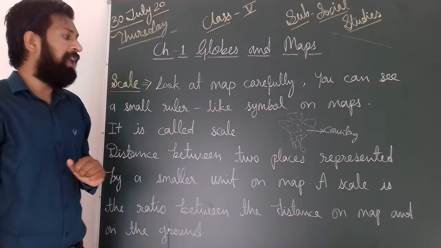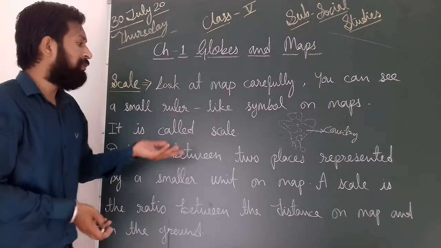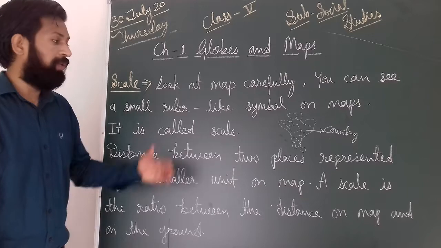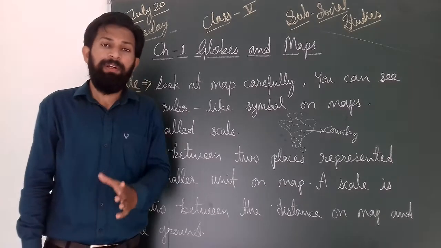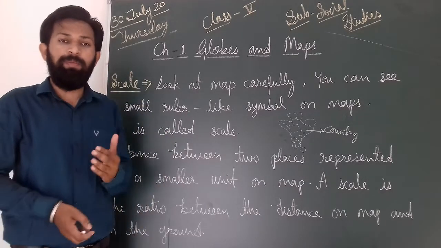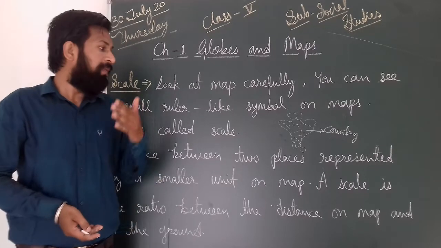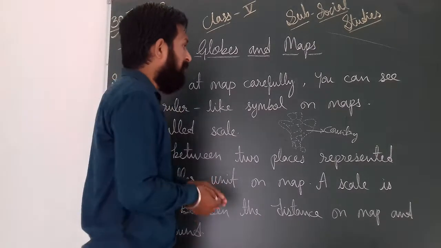Why do we use that type of scale? What is the need or necessity of that for showing on a map? Because the actual distance between two places is not possible to show on a map. Let us talk about it in a simple way.